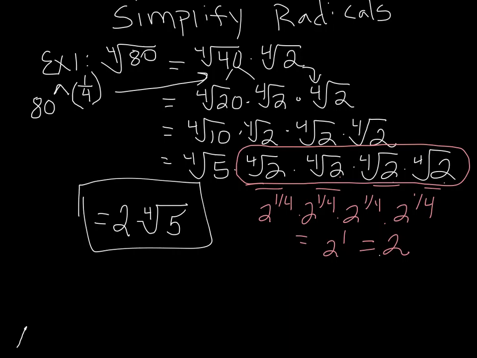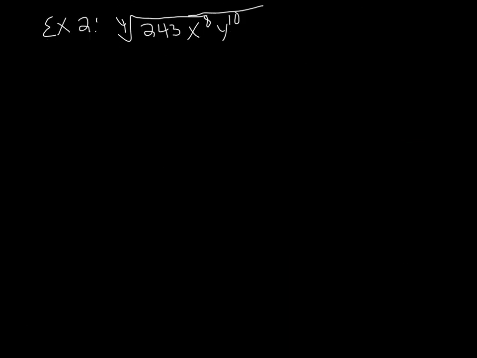Now, the problems get obviously a little bit harder. So let's look at an example. Here you have the fourth root of 243 x to the 8th y to the 10th. Again, the first thing I would do here is see, can you take the fourth root of 243 and get an integer? And if the answer is no, then we want to break it down. Now with bigger numbers, sometimes you're going, well, where do I start? What numbers do I choose?